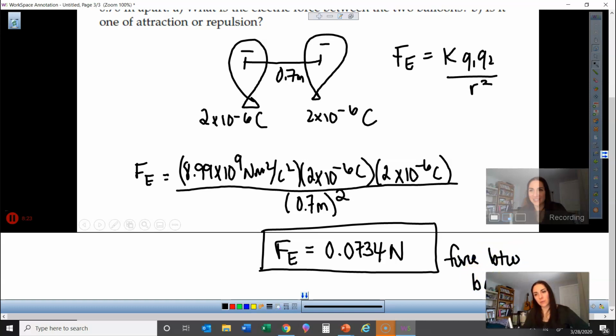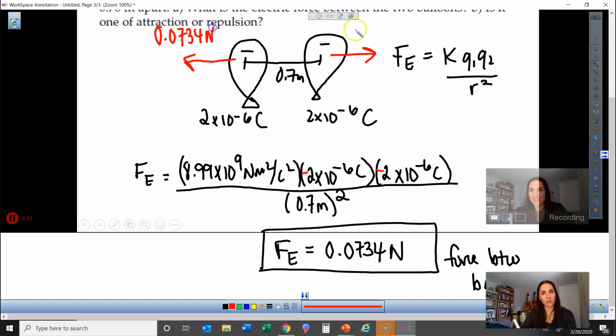Now, I did technically forget something. These should be negative. But if they're both negative, they're going to repel each other. So usually I actually don't put the negative signs in until later, but if you want to be consistent, this would be correct.